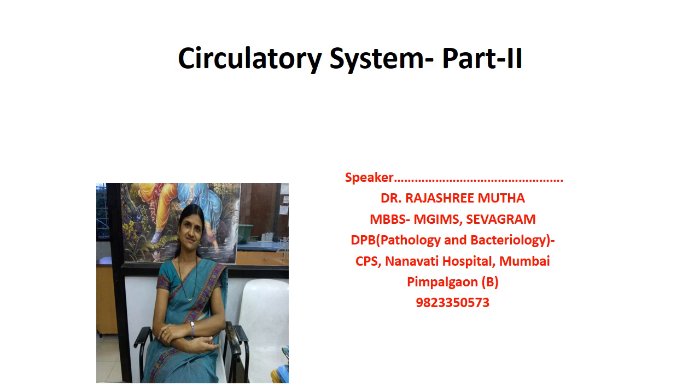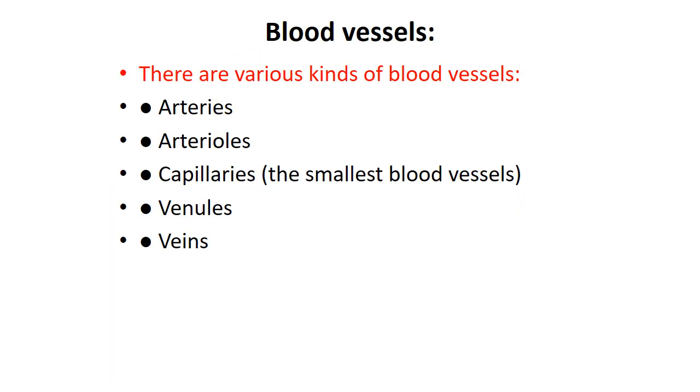Let's study circulatory system part 2. In that we are going to study about blood vessels, blood components, then functions of the blood, blood group, blood coagulation and a few more things. So blood vessels, there are a few different kinds of blood vessels.